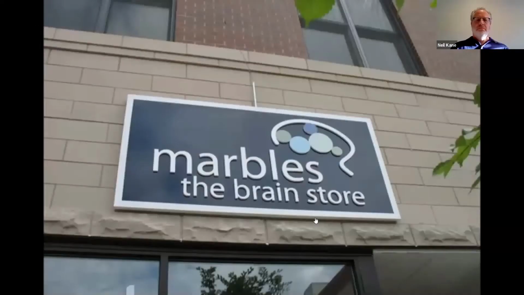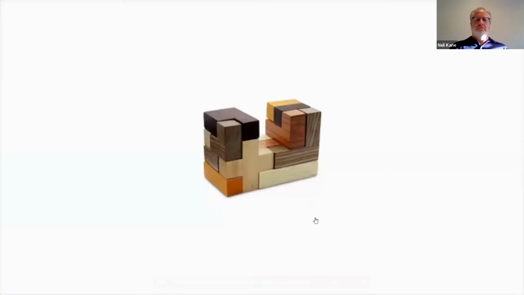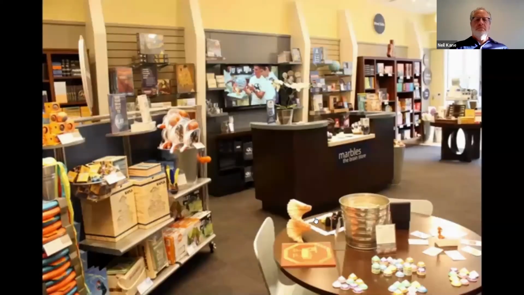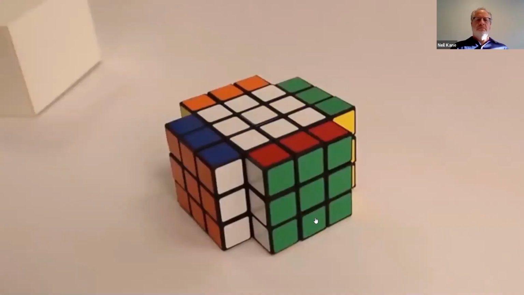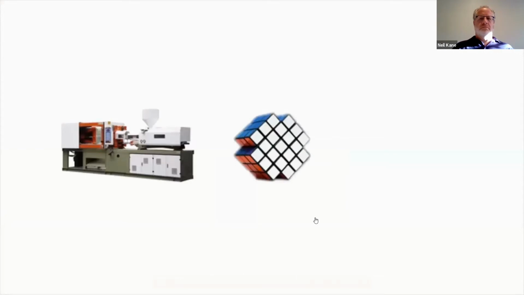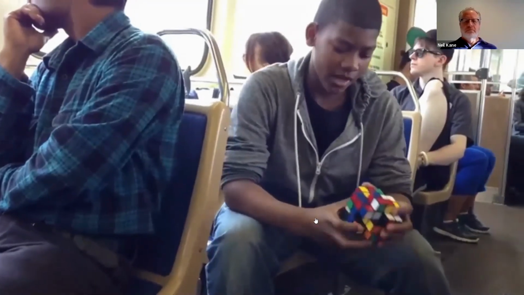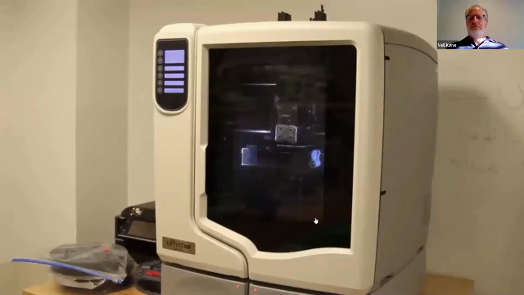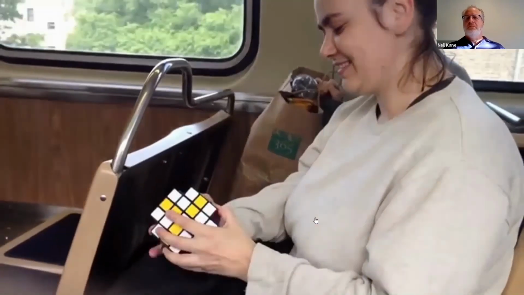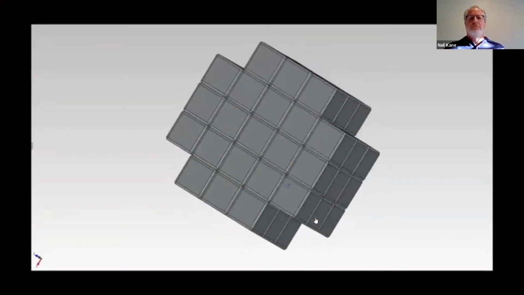I approached Marbles the Brain Store, a chain based here in Chicago that sells all sorts of brain games. They said they'd love to carry the X Cube in their stores, and even connected me with a manufacturer. Your support on Kickstarter will pay for injection molding, assembly, and packaging so the X Cube can make it into the hands of people everywhere. The X Cube proved to be a great application of 3D printing. I decided to make it open source. This way, the puzzle can reach a much wider audience while promoting 3D printing technology. Pledge what you want to support the Kickstarter, and you get to download the files to 3D print the X Cube.